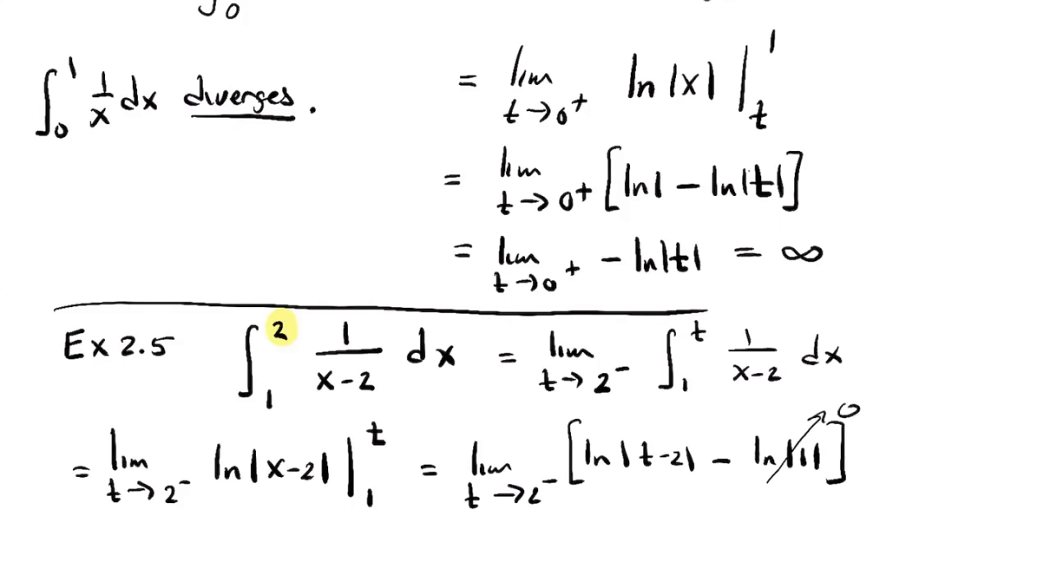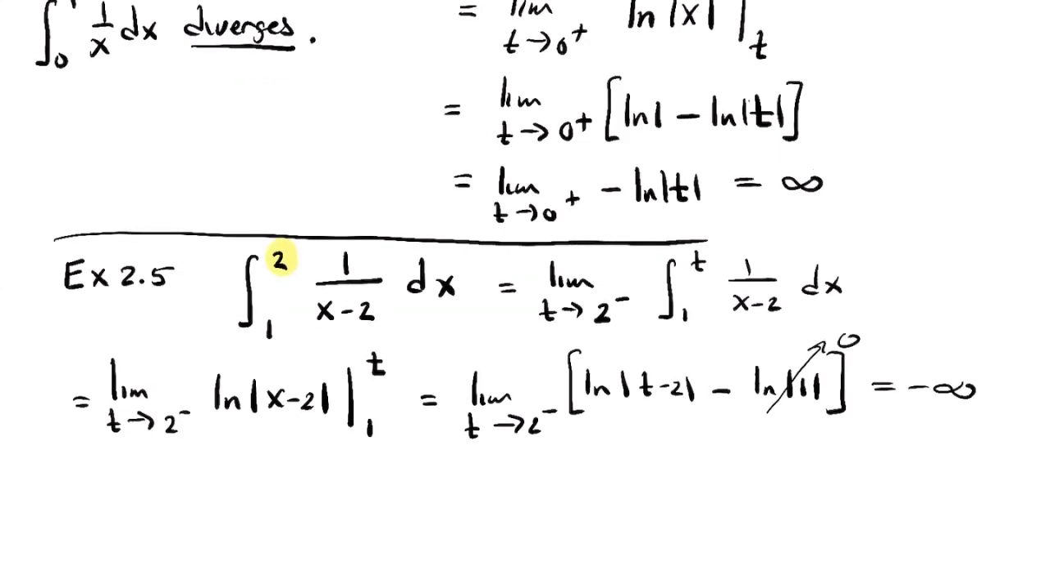So as t approaches 2 from the left, the absolute value of t minus 2 is approaching 0, and so this logarithm is approaching, well, in this case, negative infinity. Okay, so that integral also diverges. Diverges because the limit doesn't exist. The limit was minus infinity.